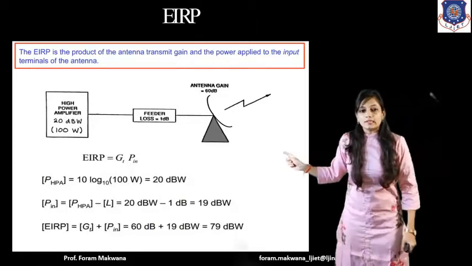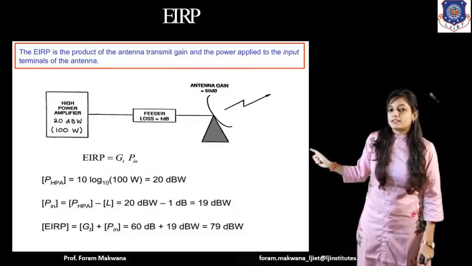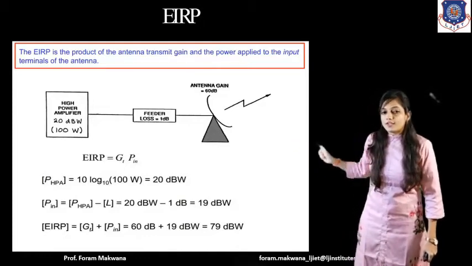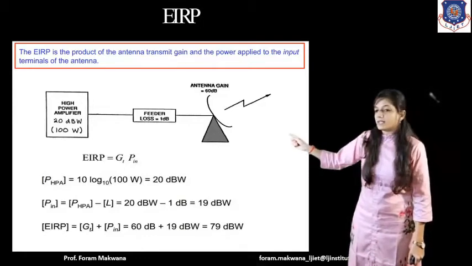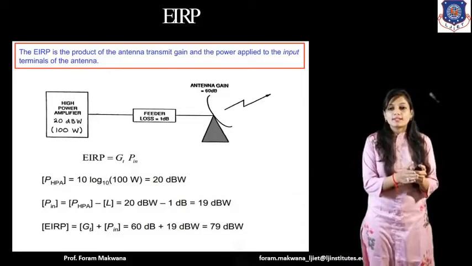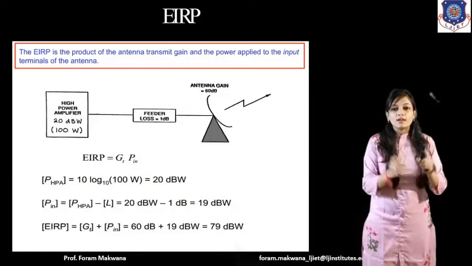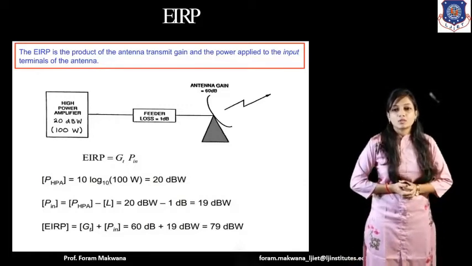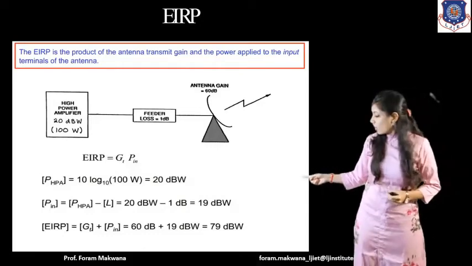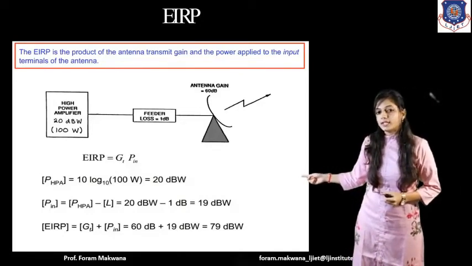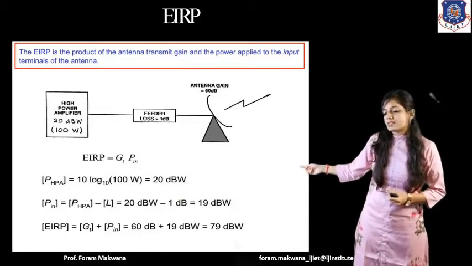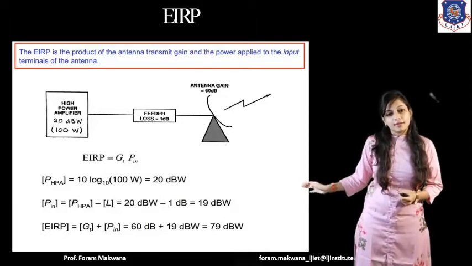Now first we are going to calculate the power of the high power amplifier, which is given as 100 watt, right? So we are going to convert this into dB. If you want to represent that quantity in dB, we use square brackets, right? So P of the high power amplifier is equal to 10 log base 10 of 100 watt. In dBW its value is 20 dBW, right?